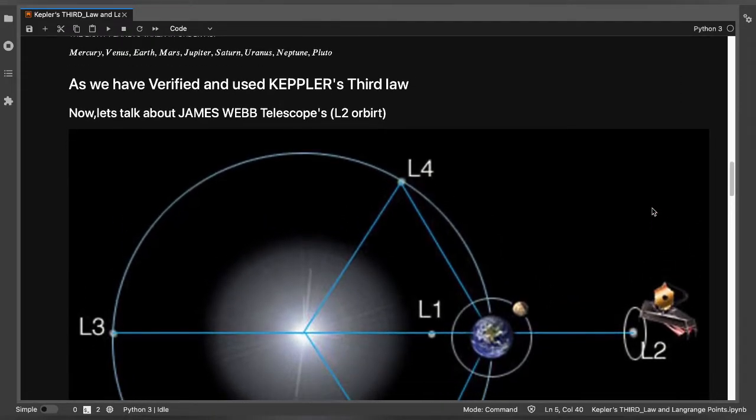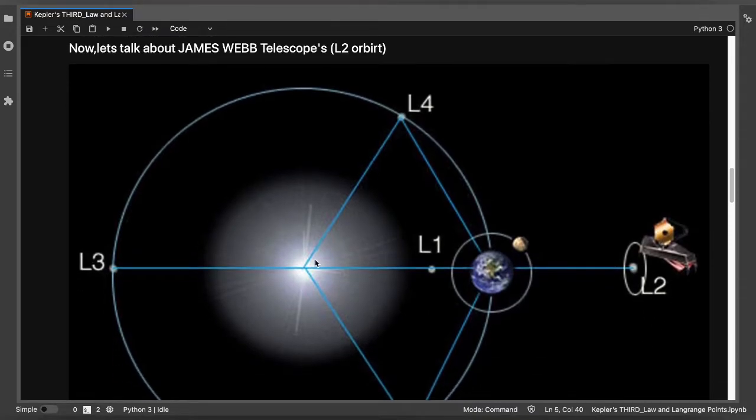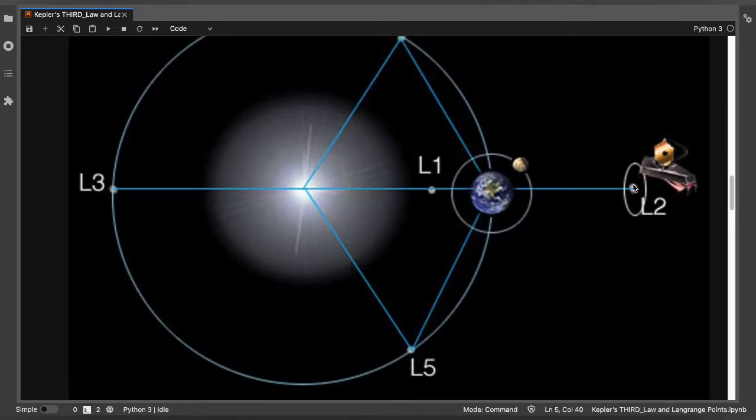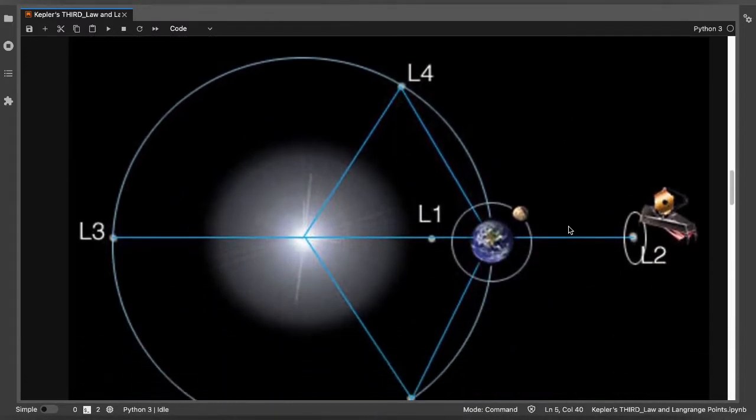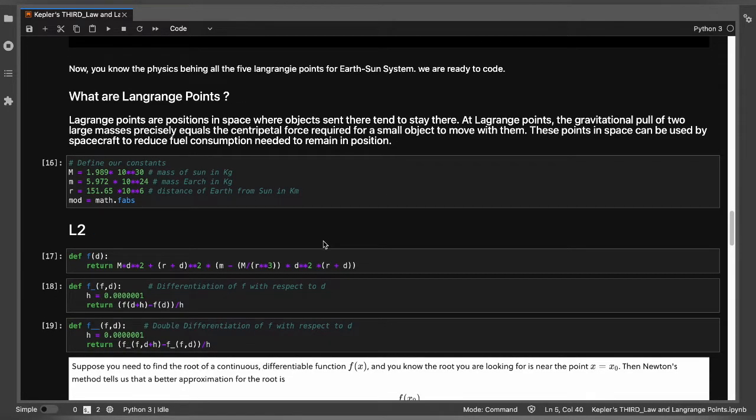James Webb is in the L2 orbit because the scientists do not want it to be exposed to solar radiation directly, and that is the reason it is behind Earth. So this is the definition of Lagrange points.